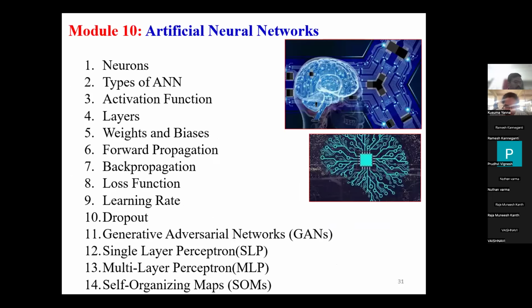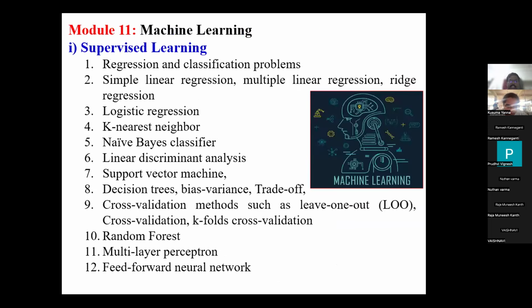Then, in order to perform minute-level features, we implement artificial neural networks. Here we are using single layer perceptron, multi-layer perceptron, self-organizing maps, etc. This is the prerequisite for machine and deep learning techniques. Machine learning is nothing but learning from the observational data. With the help of supervised learning, unsupervised learning, and reinforcement learning, we are solving the problems.